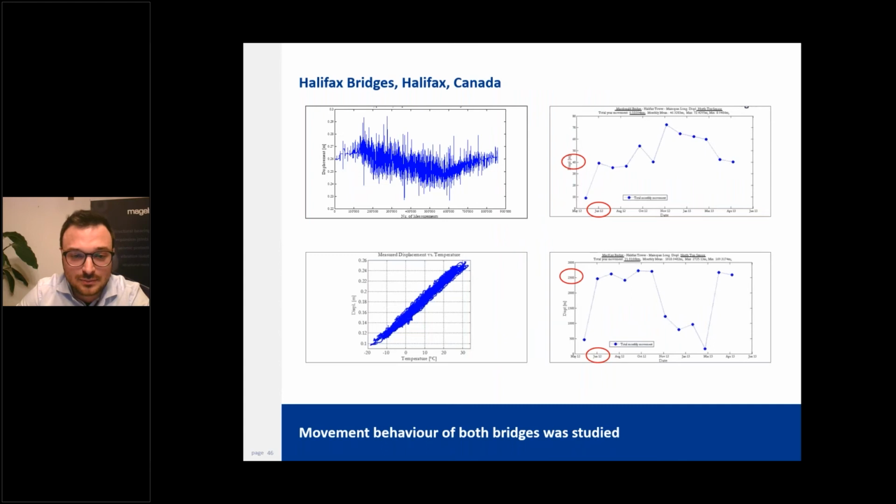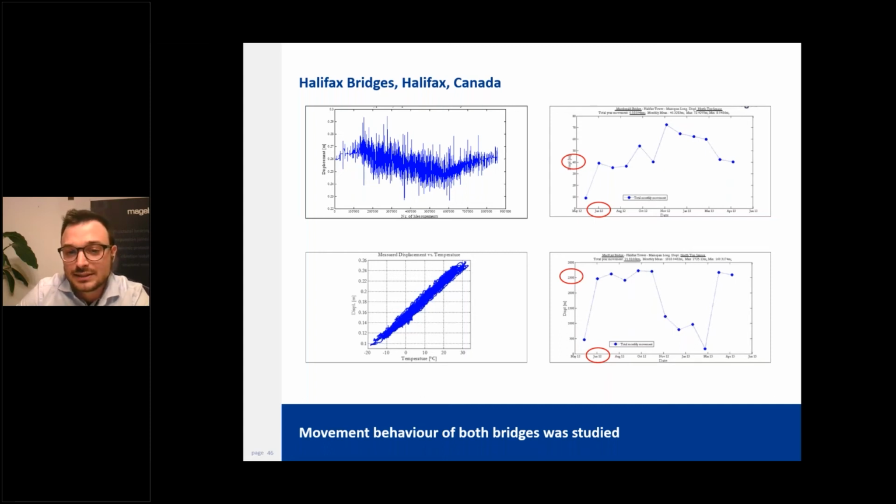Here we see some of the analysis, and not all the results were as expected. In the bottom left, there is the linear correlation between the joint opening and the temperature. This is also to confirm the design of the joint. In the two charts on the right, we see the accumulated movement for the two bridges. The one on top is McDonald, the one on the bottom is Mackay.